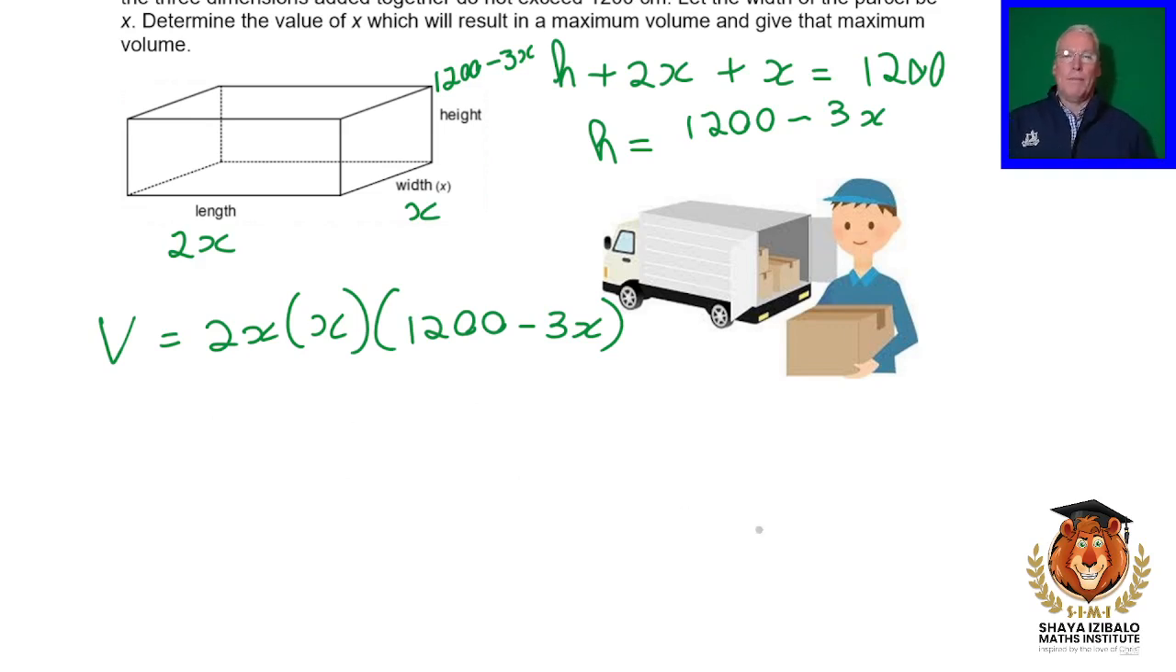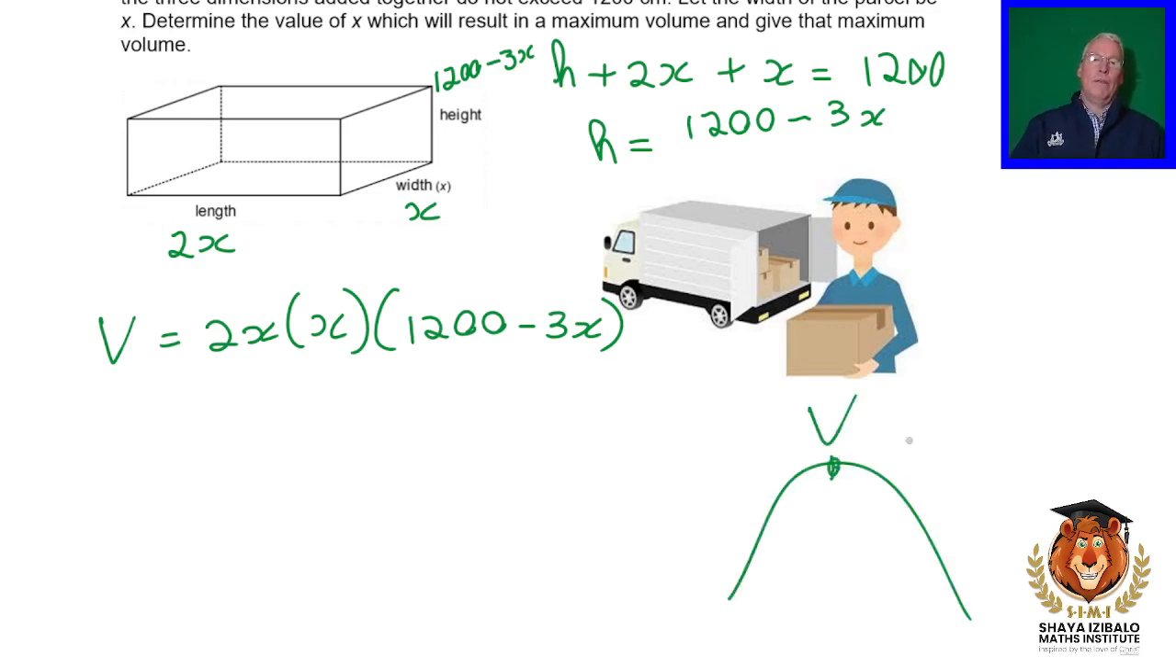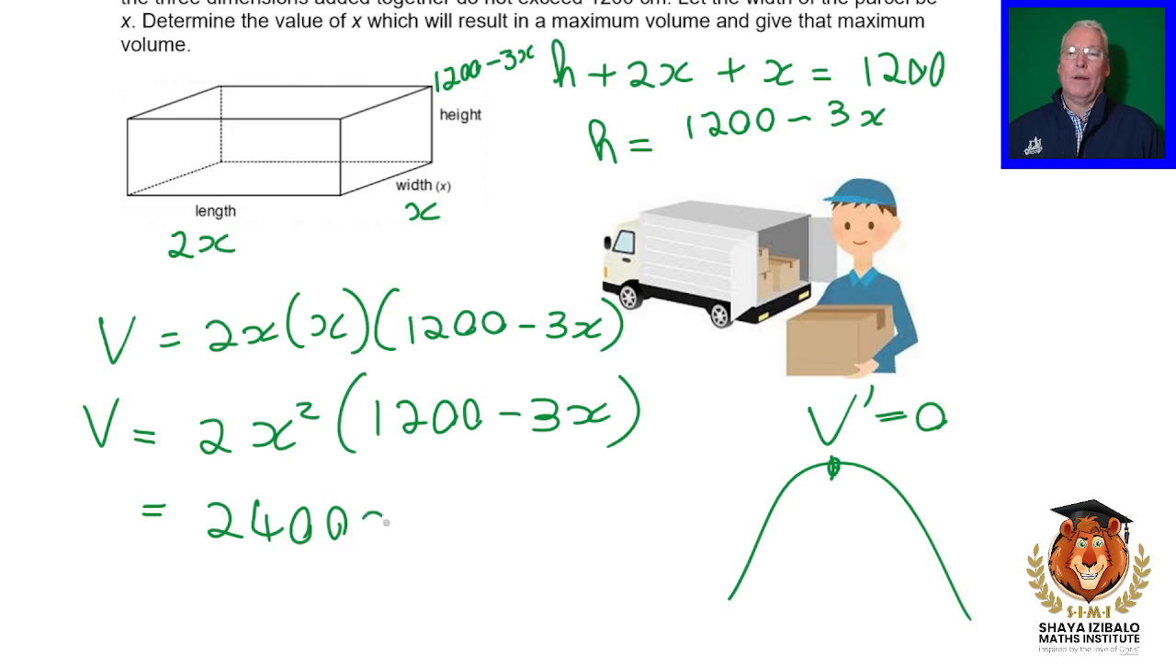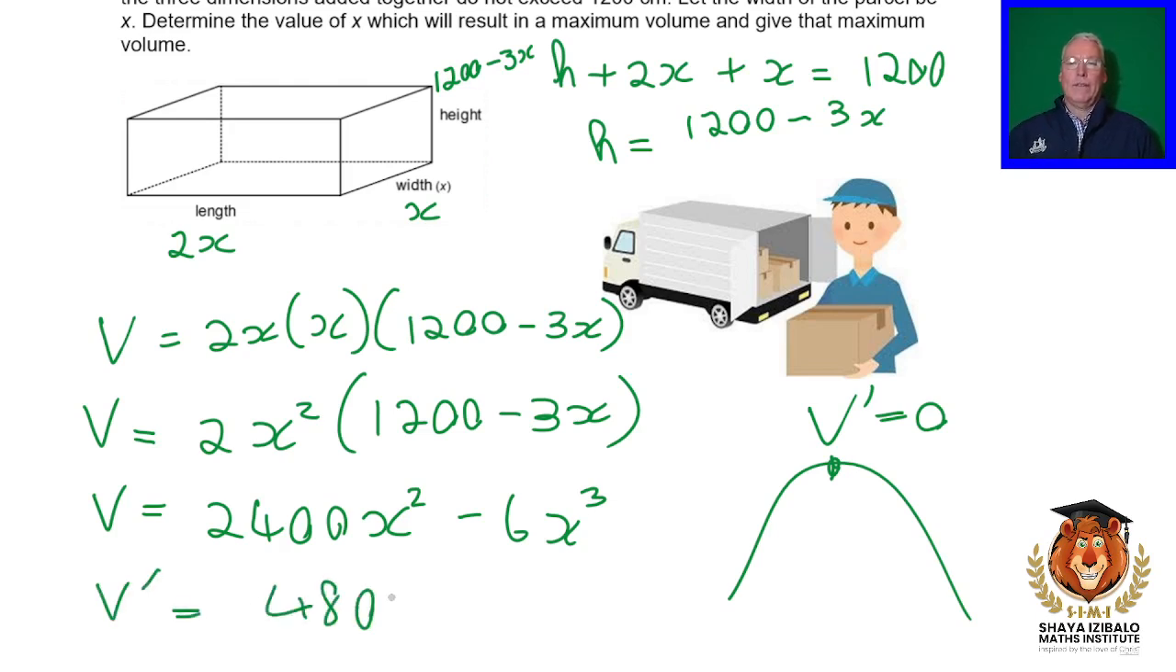Right, that's the volume, and we want to make that as big as possible, so we want to be over here where the volume derivative is 0. We're going to have to multiply it out first. We get 2x squared into 1200 minus 3x. We get 2400x squared minus 6x cubed. Right, now we're going to differentiate it. V dashed will equal 4800x minus 18x squared. We want that to equal 0.